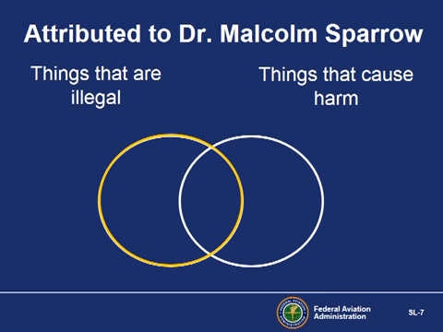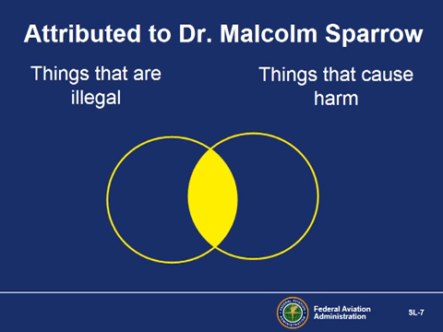The circle on the left represents things that are regulatory, and if violated, those actions become non-compliant or illegal. The circle on the right represents things that are not regulatory, but can cause harm, such as a negative culture or departmental conflicts. The overlap in the middle are those things that are both regulatory and can cause harm, indicating where the FAA and the operator's resources have historically been spent to meet safety objectives.